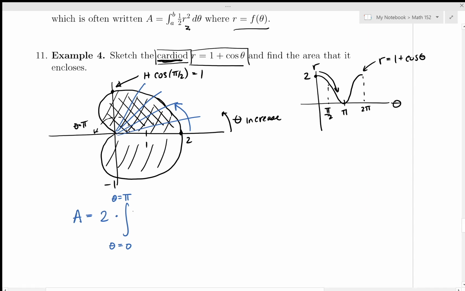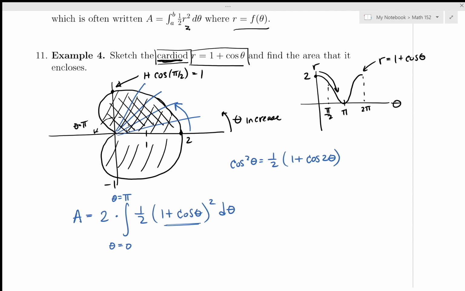Okay, of what do I add up? 1/2 r squared d theta. So that's going to give me the area of that cardioid. Make sure that this is r squared. You square the whole thing. Okay, another trig identity to make integration easier. I'm going to use this trig identity. Cos squared theta is 1/2 (1 plus cos 2 theta). Trig identities, some of them are incredibly useful to make integrals easier to figure out.